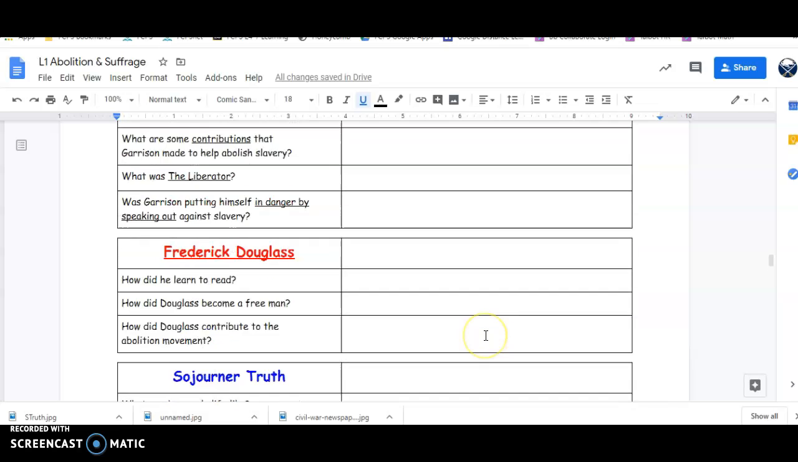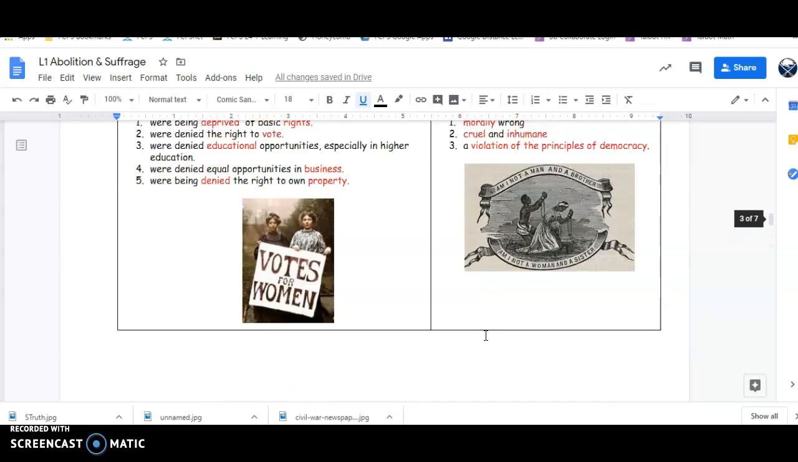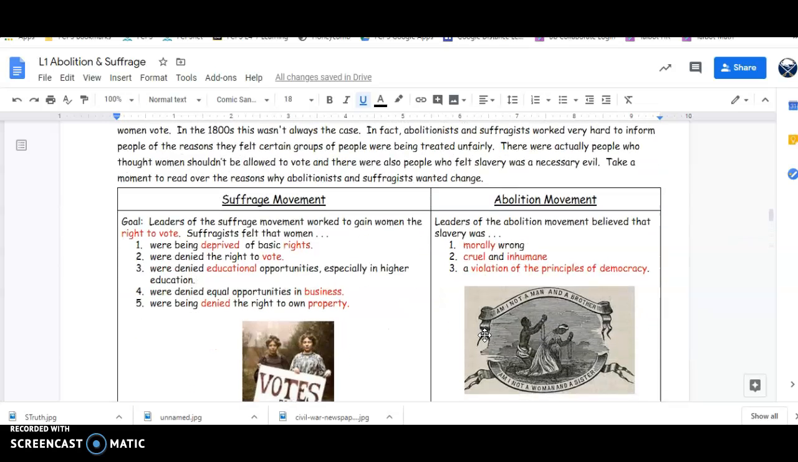As you are going through this lesson, I want to encourage you to decide which movement you feel strongly about. Obviously, these are two movements that in today's world seem pretty obvious, right? Everybody should get to vote, whether you're a man or a woman, and slavery is a terrible thing, and it should have been abolished long before it was, or hopefully never existed.